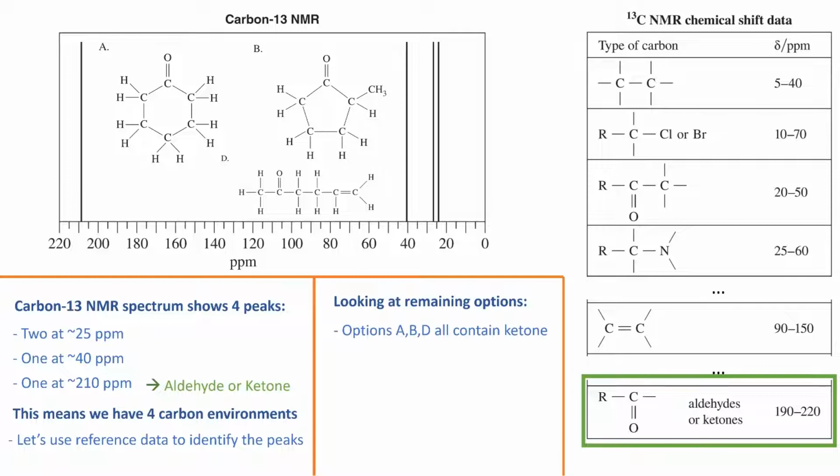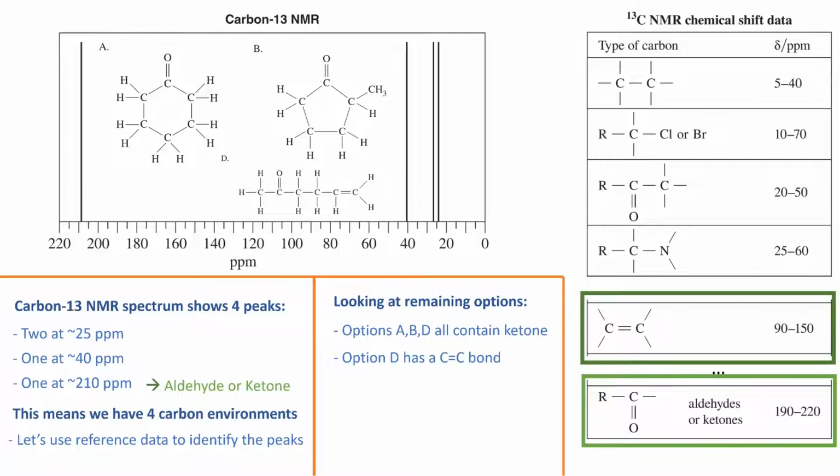Another distinct functional group can be seen on option D, the double bonded carbon. Looking at the reference sheet, we see a molecule with a double bonded carbon should have a peak in the spectrum around 90 to 150 parts per million. However, in this spectrum, we see no such peak. Therefore, we can eliminate option D. This leaves us with two options, options A and B.